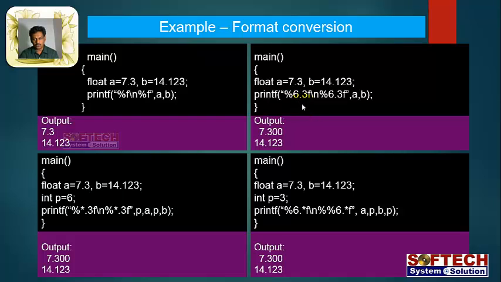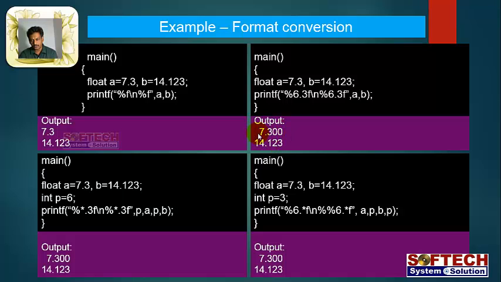The dot is also counted in the 6. After the dot, we need 3 digits, so 3 spaces. For the dot, 1 space, and after the dot 3, totally 4. The total number of spaces is 6, so the remaining is 2. Before the dot is 2, after the dot is 3. So it displays like 7.300, because before the dot there are 2.